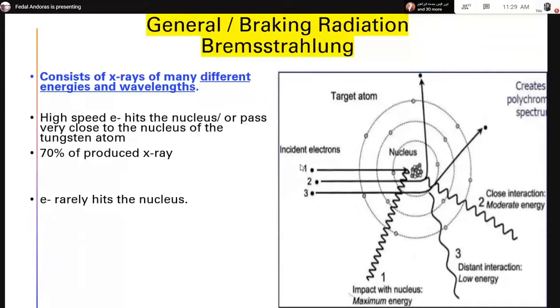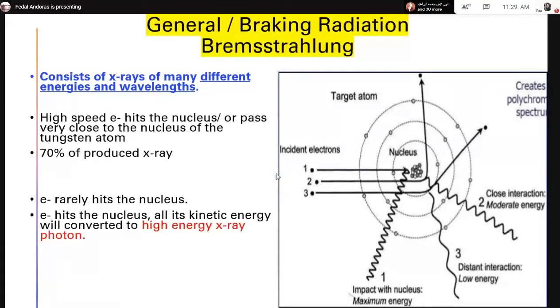So the electron rarely hits the nucleus. But if it happens, and the electron hits the nucleus, all its kinetic energy will convert to a high energy X-ray photon. Look, impact with the nucleus, maximum energy. You will not have any loss of energy. All the kinetic energy will change to high energy X-ray, which is ideal, and all of us and all the manufacturers dream of that too. So you have electrons hitting the nucleus directly. As I said, it's rare, but if it happens, you will get maximum energy.